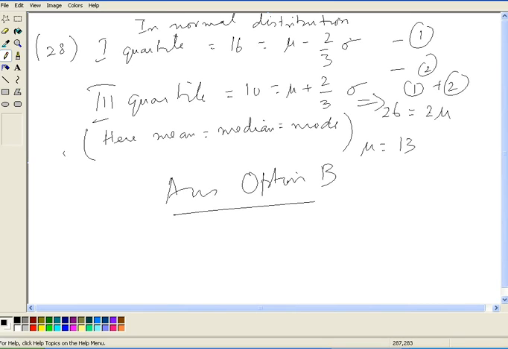But in a normal distribution, mean, median and mode are all the same. So the median is also 13, or the option is B.